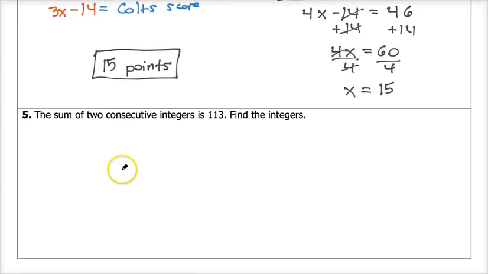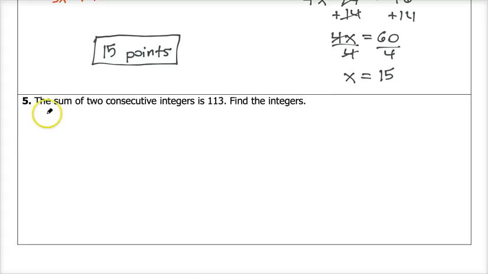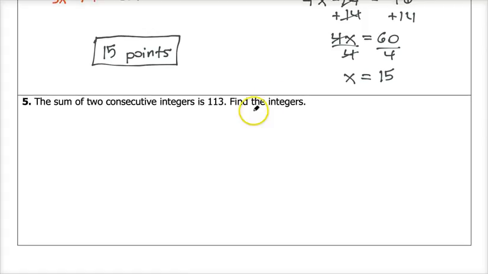Go figure. All right, the last one, number 5, says that the sum of 2 consecutive integers is 113. Find the integers. So we're finding both integers, and let's remind ourselves of what an integer is. An integer is just a positive or negative whole number, so that's what we're supposed to find. We're going to have 2 let statements here. We can say let x be our first integer or our smaller integer, and then we'll have another let statement for our second integer.